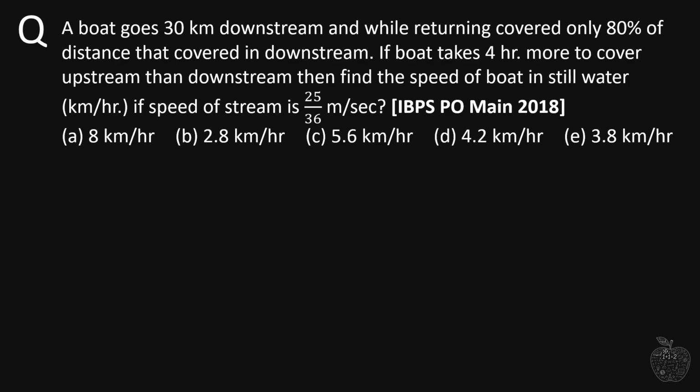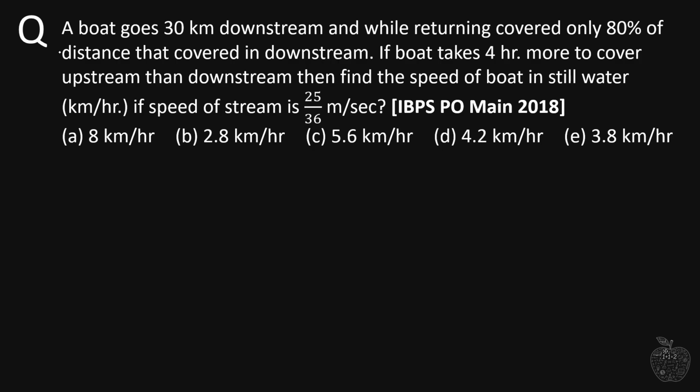A boat goes 30 kilometers downstream and while returning covered only 80% of the distance that it covered downstream. If the boat takes 4 hours more to cover upstream than downstream, then find the speed of the boat in still water in kilometers per hour if the speed of the stream is 25 by 36 meters per second.